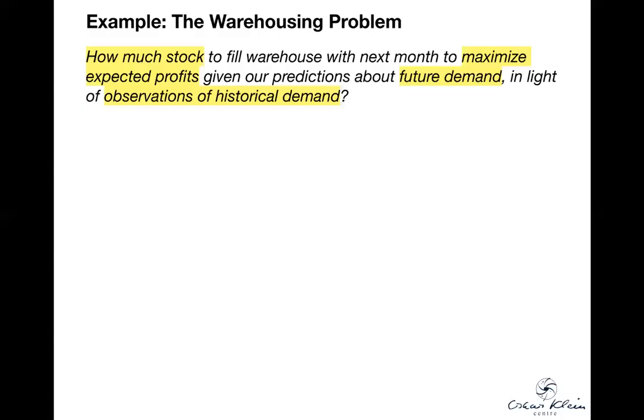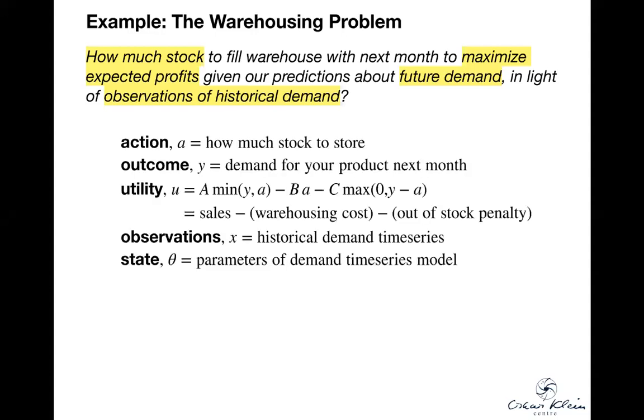So just to illustrate how this works for people that don't think about decision problems every day. Let's imagine you're in charge of a warehouse and you want to know how much stock of a particular product should I fill my warehouse with to maximize my expected profits, given that I don't know what future demand is going to be, but I have some historical data about what demand has done over time. So in this case, your action is how much stock do you put in the warehouse. Your outcome, the thing that you don't know, is how much demand is there going to be for your product next month. Your utility is basically how much money you make.